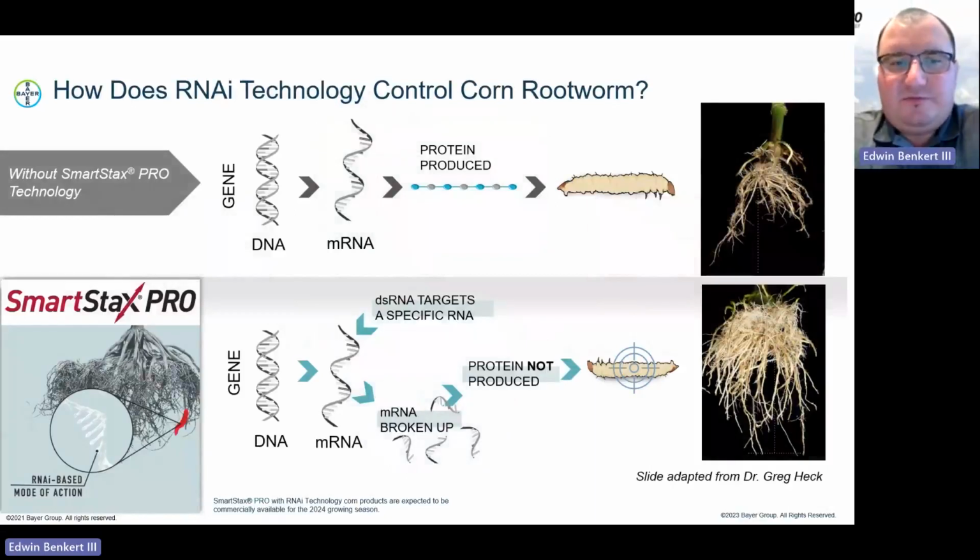So how is RNAi different from the way BT works? You remember BT is happening in the midgut, interfering with the cell lining of the midgut. With RNAi, we're affecting the way DNA is producing proteins within the corn rootworm. So in a normal situation, we have DNA here, and everything has DNA, right? Rootworm have DNA, the corn plant has DNA, we have DNA. But DNA is just the instruction manual. It's got all the instructions for everything that needs to happen in the body, but it's just an instruction manual. So we need mRNA to come in and read those instructions.